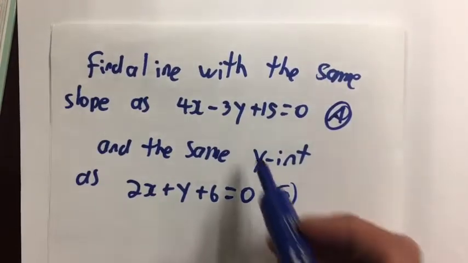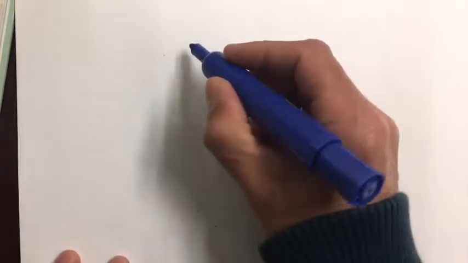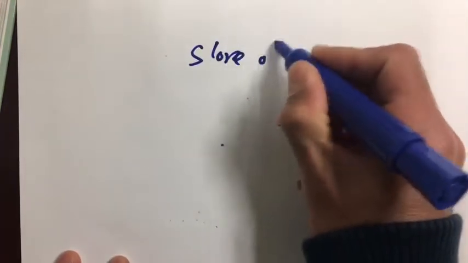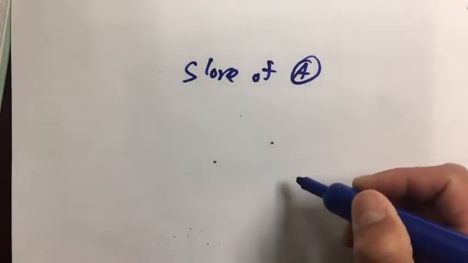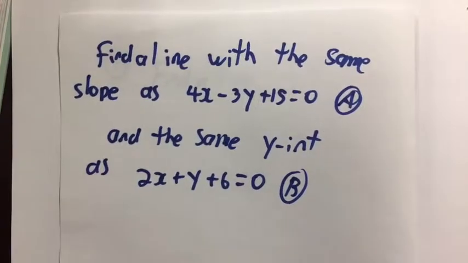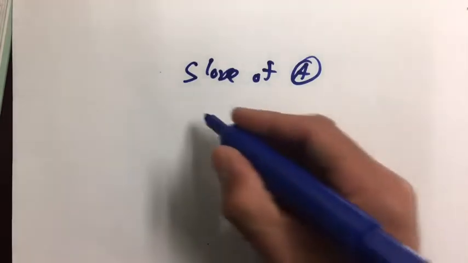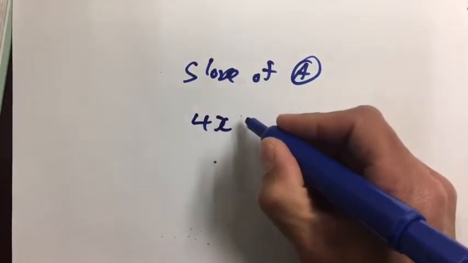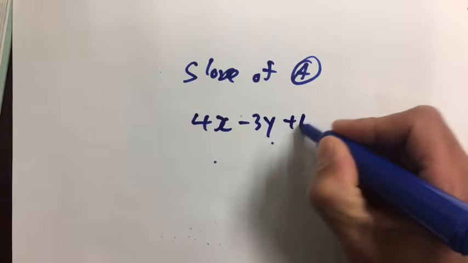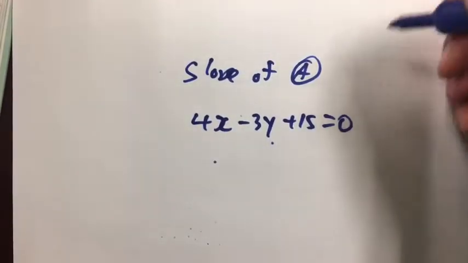So I need something with the same slope as line A. So let's find the slope of line A. So remember, line A, and if you've lost track, maybe pause it and copy the question out right now. Okay, so line A is 4x minus 3y plus 15 is all equal to 0. I'm looking for the slope of this line. I'm going to put it into y equals mx plus b form.